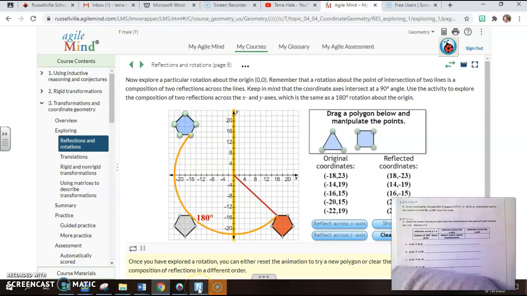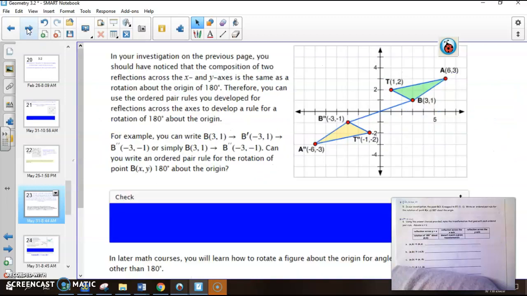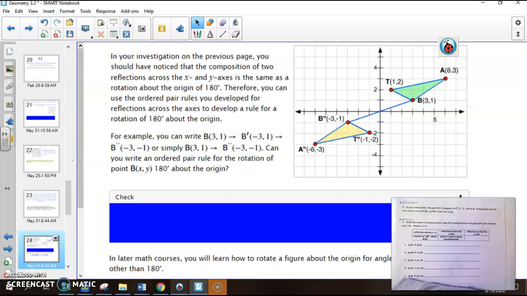So let's look at question 5 in our notes. So if you took a point B, it says, and B was at 3, 1, and you can see that in this figure here, and we do a 180-degree rotation, we know that's the same thing as a double reflection. So if we reflected 3, 1 across the x-axis, it would become 3, negative 1. If we take 3, negative 1 and reflect it across the y, it becomes negative 3, negative 1. So how could we go directly from 3, 1 to negative 3, negative 1? What's the rule for a 180-degree rotation? Well, notice 3, 1 becomes negative 3, negative 1. The x and the y both change signs.